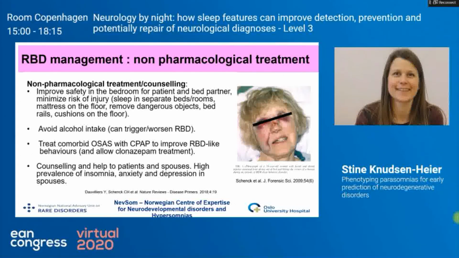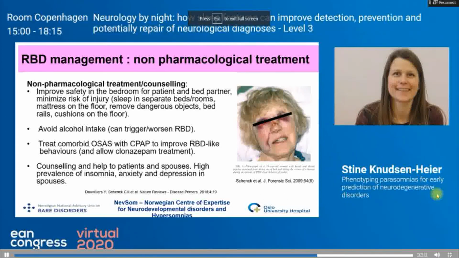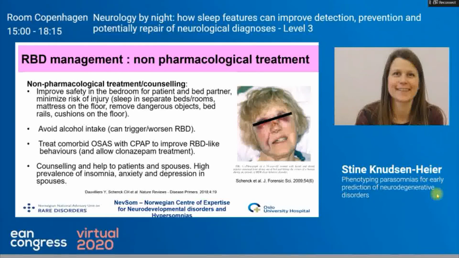If there's comorbid obstructive sleep apnea, you should consider treating with CPAP, because that can improve RBD-like behaviors. And also, if you want to treat with clonazepam, I'll come back to that later, you also need to have the obstructive sleep apnea treated. And then psychological counseling and help is important, because the prevalence of insomnia, anxiety, and depression is high.